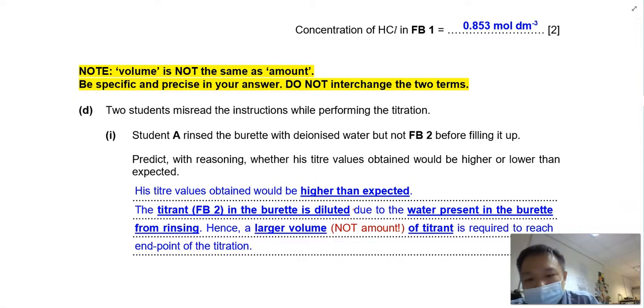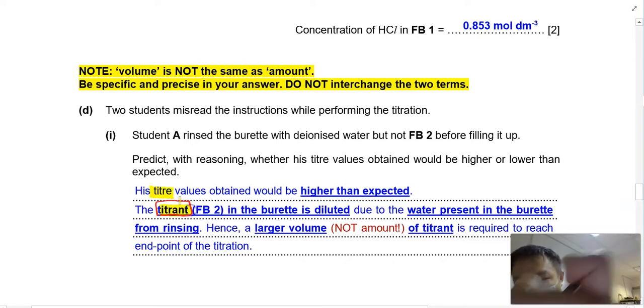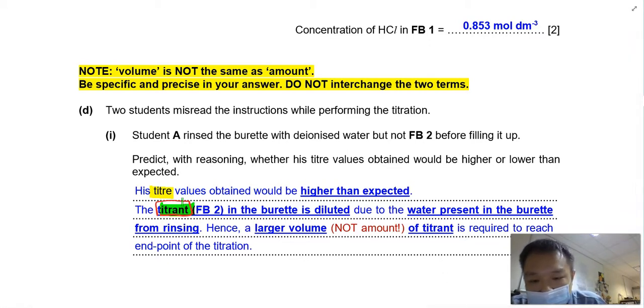Why so? As I explained, notice I use the word titrant. Titrant refers to the solution. Titer values refers to the experimental results. So you need to know the difference between titer and titrant. They are different. In context, you need to know when to use titer, when to use titrant. Why is it diluted? Because of the residual water present in the burette.